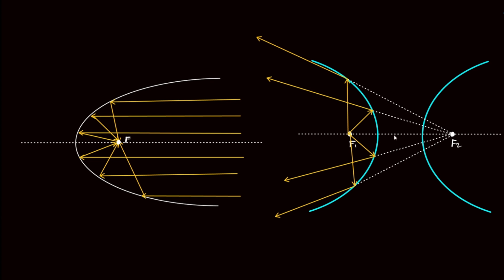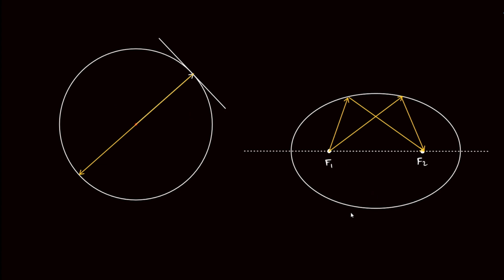So these are the properties of all these conic sections, and in our problem we are going to use the reflective property of an ellipse. So if you have got any hint, then pause the video and try the problem again.